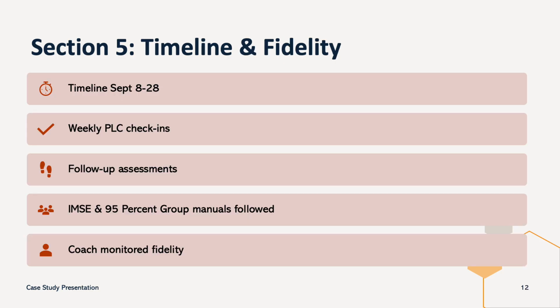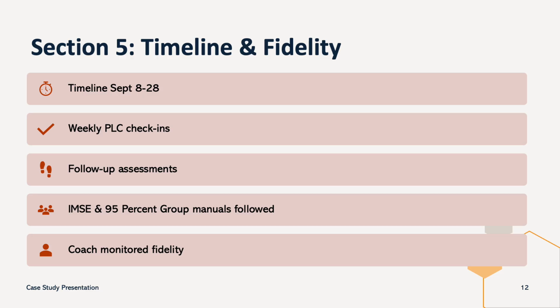Our intervention and extension cycle took place over a 3-week period from September 8th through September 28th. During this time, our PLC met weekly to review how students were responding to instruction, share observations, and make adjustments as needed. To ensure instructional fidelity, we followed both the IMSE Orton-Gillingham routines that we have previously been trained on, as well as the 95% group and intervention manuals exactly as they were written. Our literacy coach also conducted regular check-ins with each group to provide support and verify that the instructional routines and pacings were consistent across the classrooms.